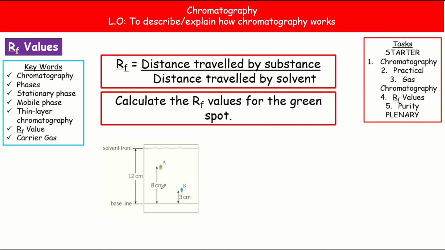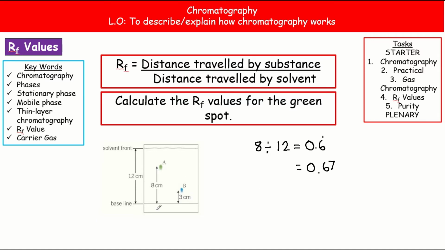So we need to find the distance travelled by the substance first, which is this 8 centimetres. So that is our 8, and we're going to divide that by the distance travelled by the solvent. So from the baseline to the solvent front is 12 centimetres. So 8 divided by 12. Now if you type that into your calculator, you get a value of 0.6 recurring, which we may well do to 2 decimal places, which would be 0.67. It doesn't have units, it's literally just the number there.